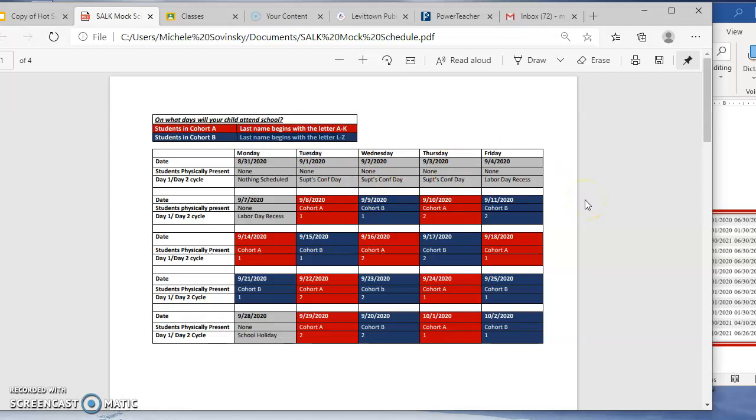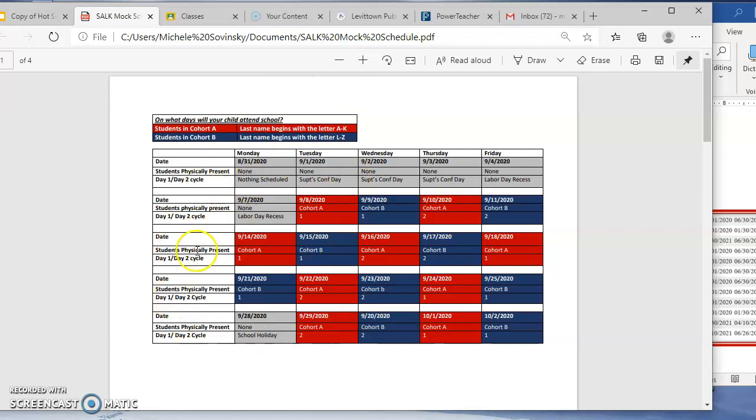Traditionally we do a day one, day two schedule, and that alternates from day one to day two. We're still implementing the day one and day two schedule. However, it's going to be a little bit different. So it's going to be day one, day two, day two, day one, day two, and so on and so forth. And I'll explain why in just a minute.